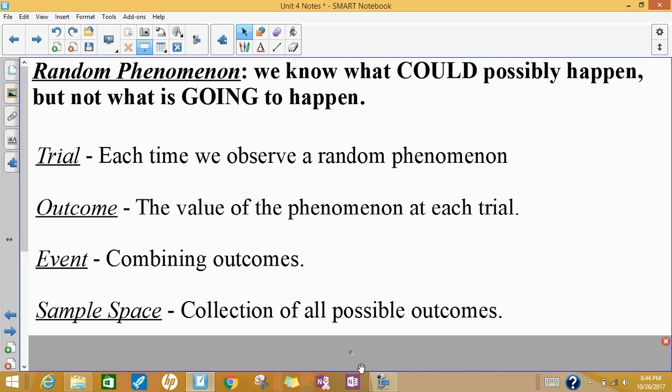And then finally, the sample space is sort of the overwhelming, the big idea, and it's the collection of all possible outcomes. So if we are flipping a coin 10 times, a trial is flipping the coin. The outcome is heads or tails. The event would be 10 coin flips, where we would list all the heads, all the tails that we got. And the sample space would be all the possible ways you could flip a coin 10 times and get results.